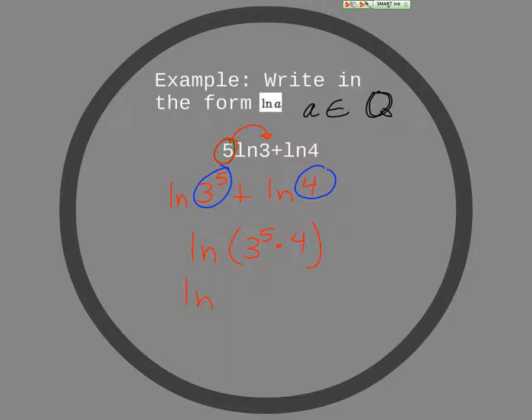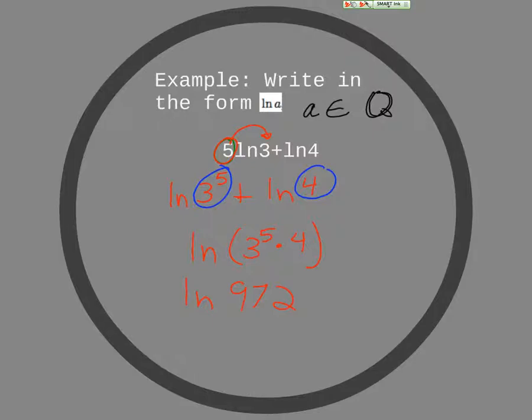I got something different. It's 972. I meant for 3 to the 5th. Oh, okay. That makes more sense. That makes much more sense. And that, I think, is accurate, yes.